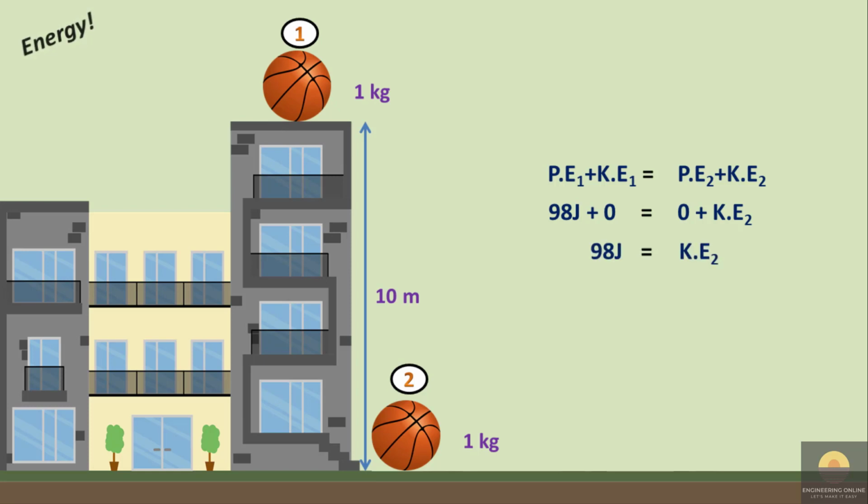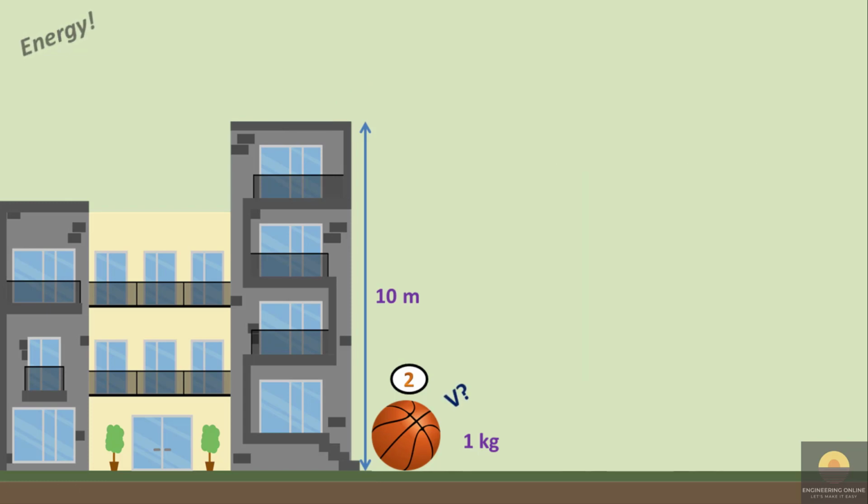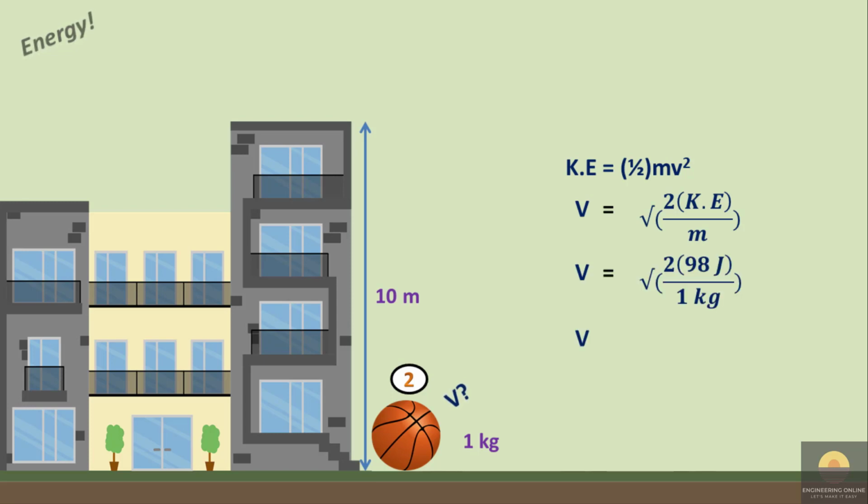We now calculate the kinetic energy of the ball at the moment of impact. We can see that the potential energy is converted into kinetic energy as the ball is dropping, and the maximum kinetic energy is experienced just when the ball is at the moment of impact at 0 meters. If we calculate the velocity of the ball at the moment of impact, we will use the kinetic energy formula. Looking for velocity, we get v is equal to the square root of 2 times kinetic energy divided by the mass, and velocity will be equal to 14 meters per second.